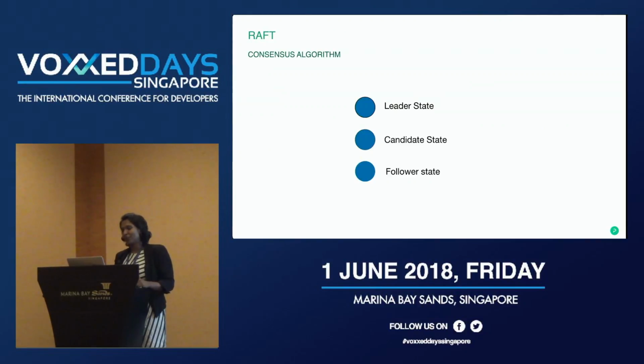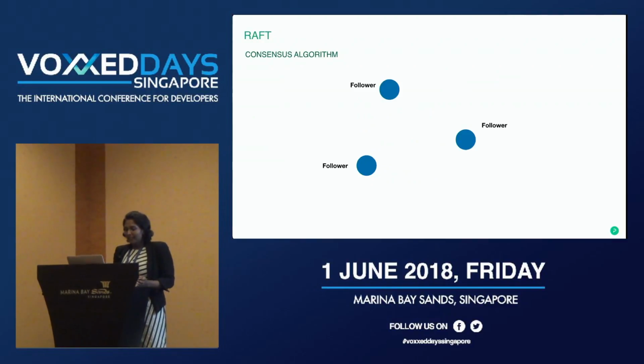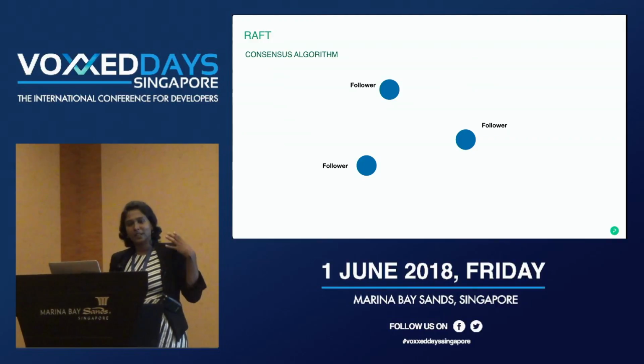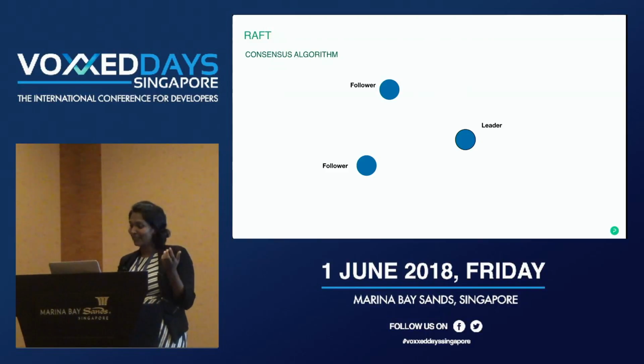So in the Raft consensus algorithm, a node can be in one of three states: leader state, candidate state, or follower state. Imagine, to understand the algorithm, that when you start your cluster, all the nodes will start in the follower state. If a follower doesn't hear from the leader, it will try to elect itself as a leader by sending a message to its followers. When the followers reply back with their votes, and the candidate gets enough votes, it becomes the leader.